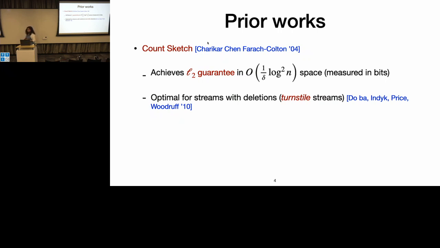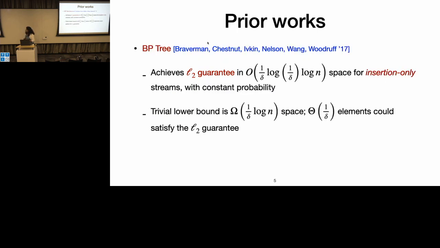Now, it's natural to ask, can we do anything better in insertion-only streams? So this amazing paper due to Braverman, Chestnut, Ivkin, Nelson, Wang, and Woodruff shows that, in fact, you can shave the log n factor from count sketch. Count sketch uses space log squared n over delta. Now, if you just consider constant delta, then they are able to achieve the L2 guarantee in order log n space, which is optimal because even to represent your element, you need log n space.